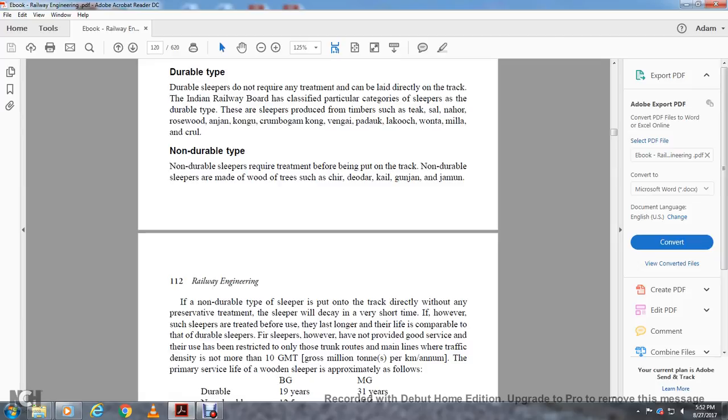If the non-durable type of sleeper is put on the track directly without any preservative treatment, the sleeper will decay in a very short time. However, if such a sleeper is treated before use, it lasts longer. Their life is comparable to durable sleepers. The treated sleepers have provided good service. They are used for restricted routes and the main line with traffic density of not more than 10 gross tons per annum per kilometer.